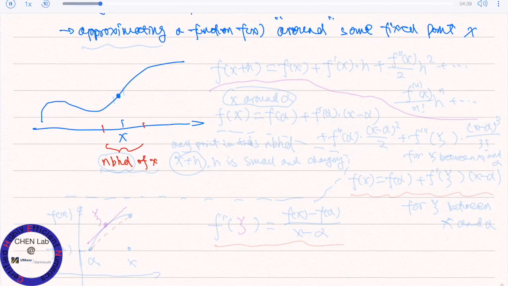So if the interval is really tiny, the neighborhood is tiny, it's like you take a magnifier and look at the function. There's one tiny bit of the function. What do you see? Just take one tiny piece. You see pretty much a straight line.